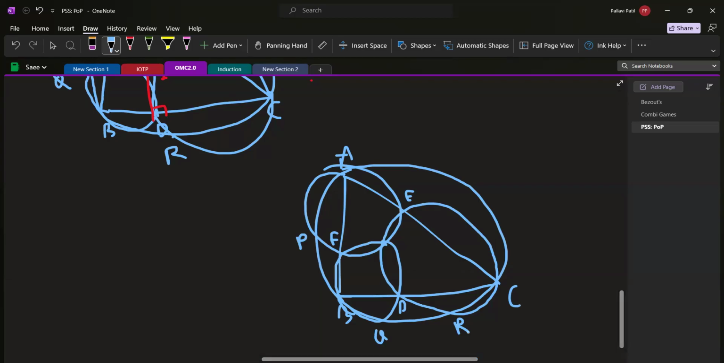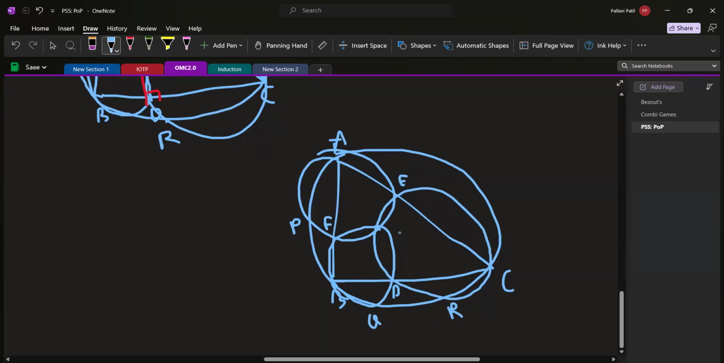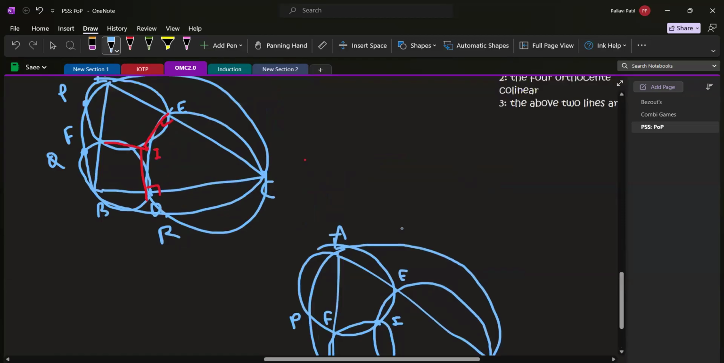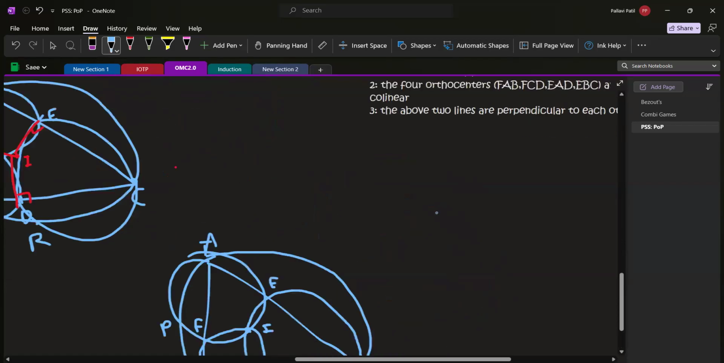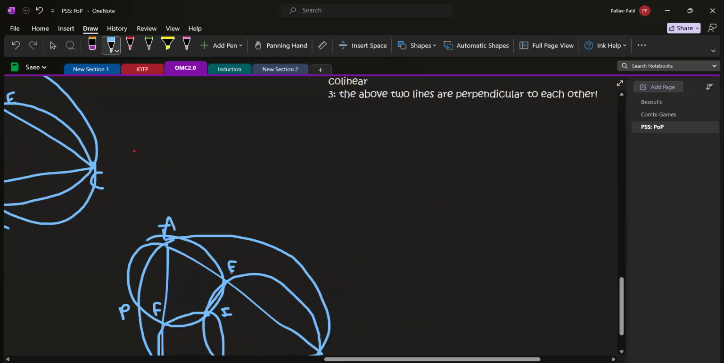Why did that happen? Can you repeat it? Sorry? Why did that happen? Like, why are they passing through? Oh, that's simply because A, E, I, F are concyclic. And that's because IE is perpendicular to AE and IF is perpendicular to AF. Oh, okay.